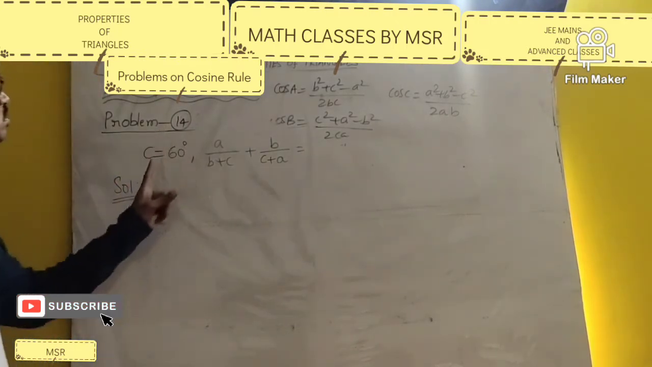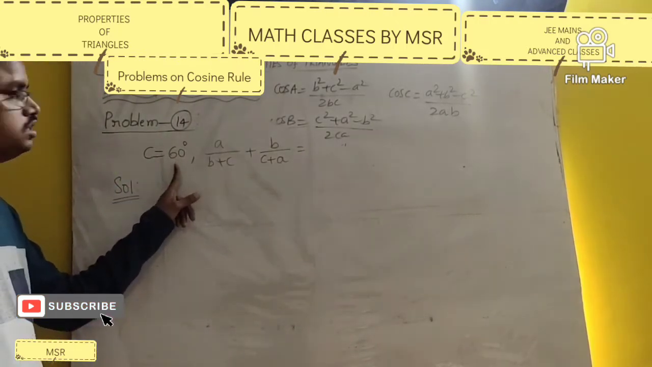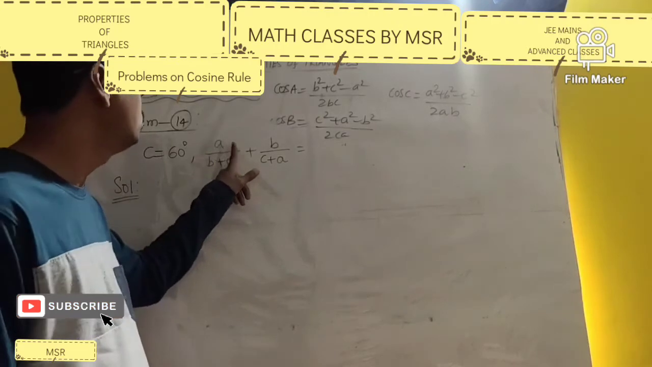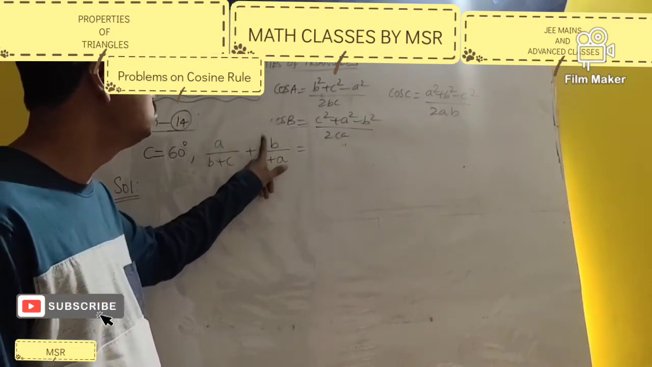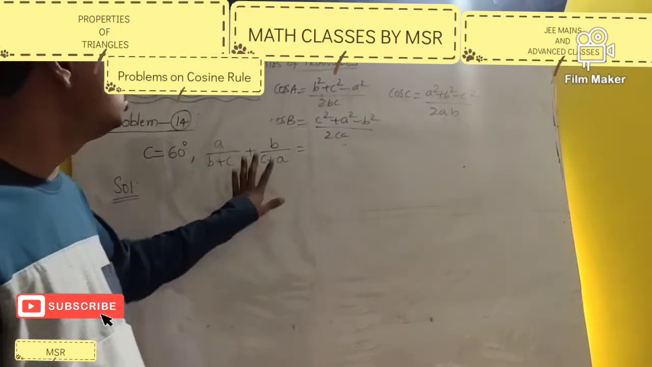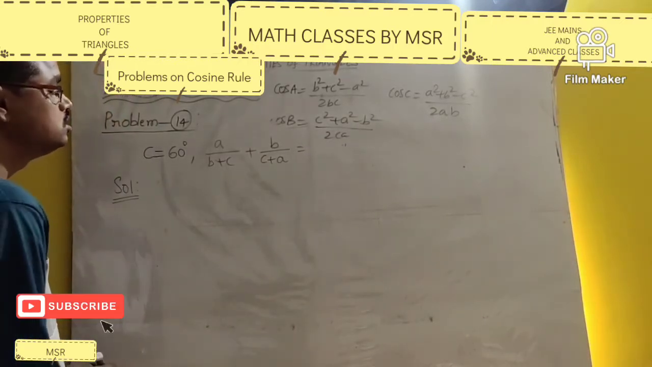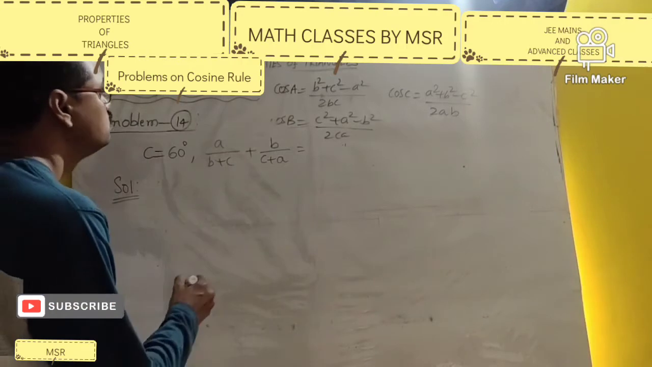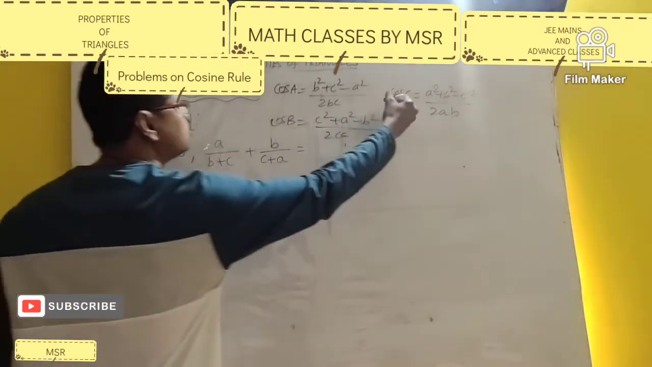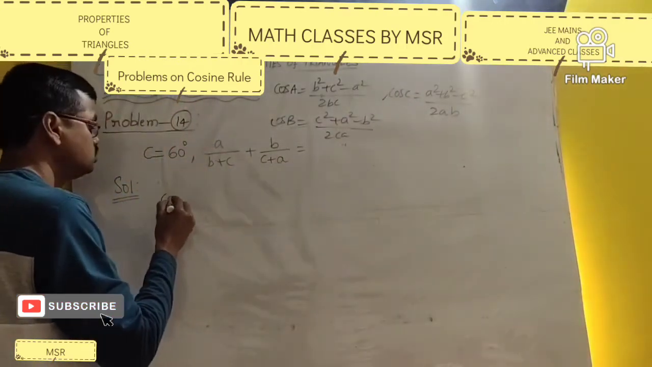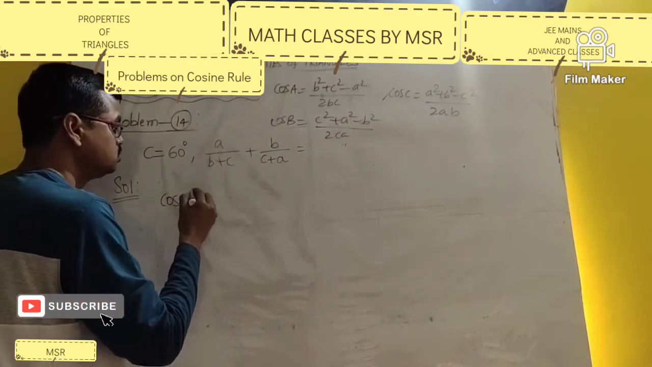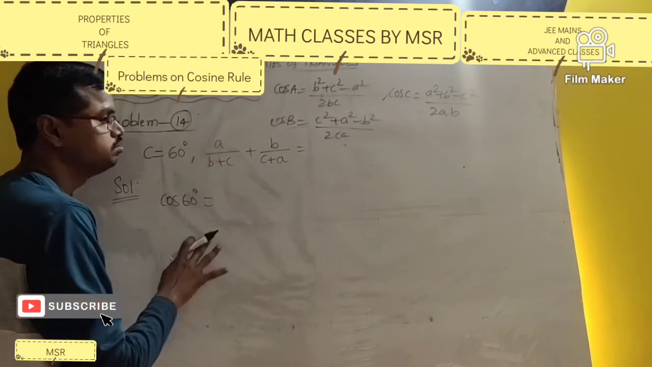Now listen to the next problem. They are given angle C is 60 degrees. Then they ask you to calculate the value of a by (b plus c) plus b by (c plus a). This value we have to calculate. So C is equal to 60 degrees. Use the cosine rule. Cos C, that is cos 60 degrees, equals, we will get one condition in terms of a, b, c.